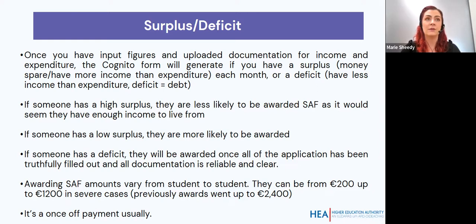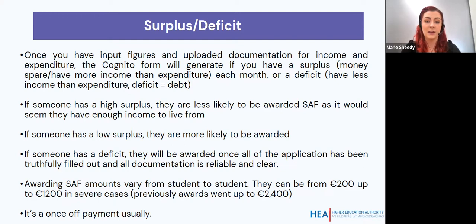So a deficit equals debt, that you are spending more money than you have. Just to note that if someone has a very high surplus, meaning that they have a lot more income than their expenses going out, they are going to be unsuccessful or less likely to be successful in their SAF application. If someone has a low surplus, you are more likely to be awarded. And if your application is in deficit and we can see that all of your proofs or evidence are verifiable and that we can see them going out of your bank account, then you should be made successful.